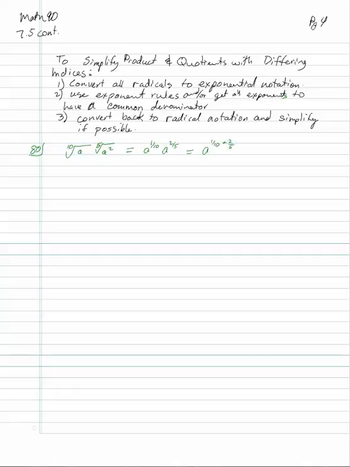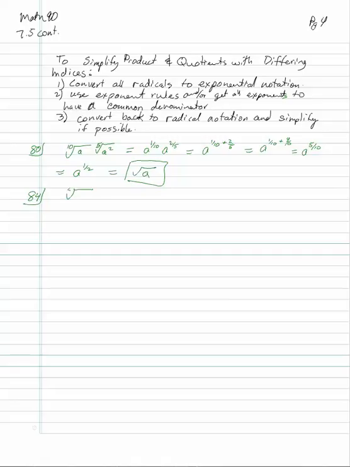So common denominator would be 10. So 1/10 plus 4/10 equals 5/10, which reduces to 1/2. So this equals square root of a. Okay, a kind of surprising result, but that's the trick that you can do. Let's look at 84.